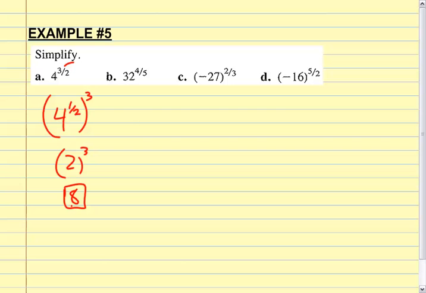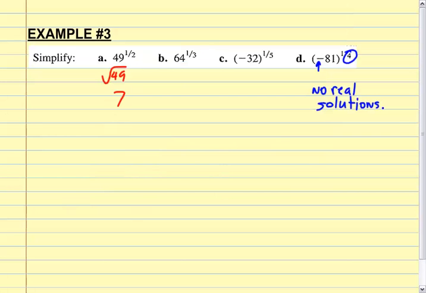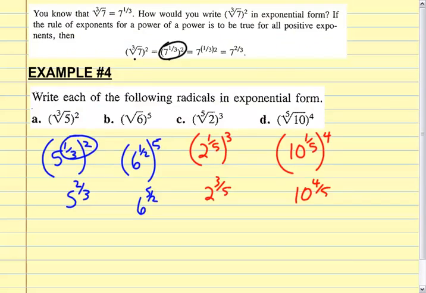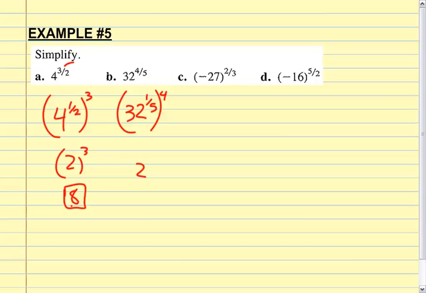Nice. Same thing here. 32 to the 1/5 raised to the 4th. Well, what's the 5th root of 32? We did it a minute ago. We did the fifth root of negative 32 was negative 2. So the fifth root of positive 32 is going to be 2. To the fourth? Well, 2 to the fourth is 16. Done. Man, that's nice.